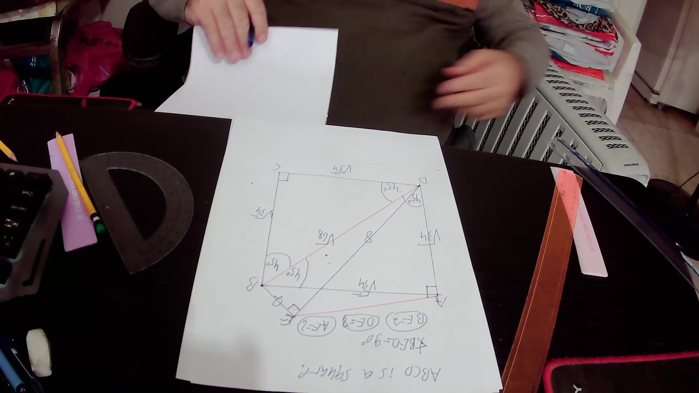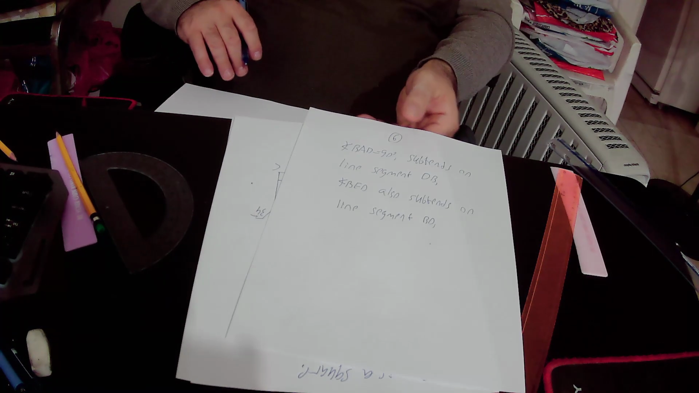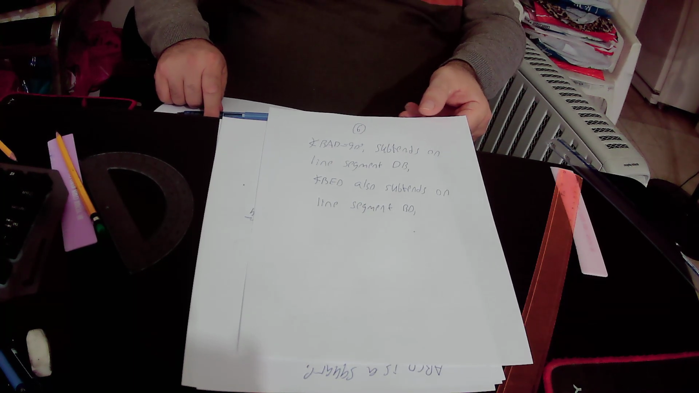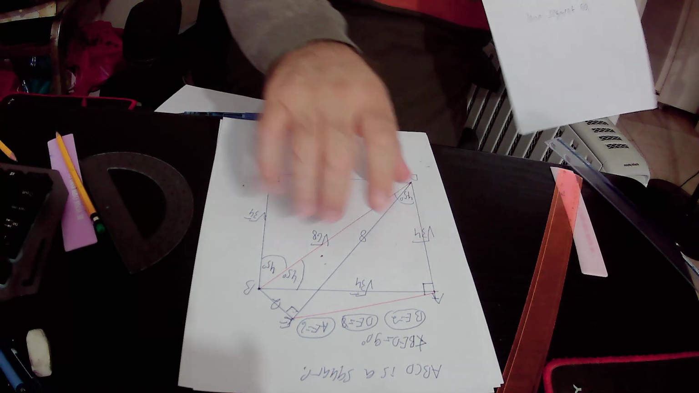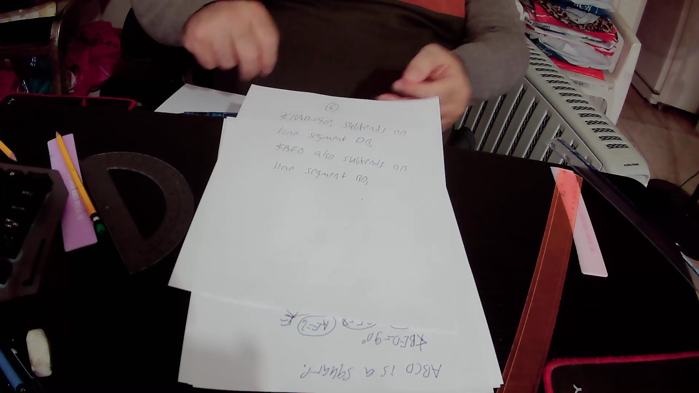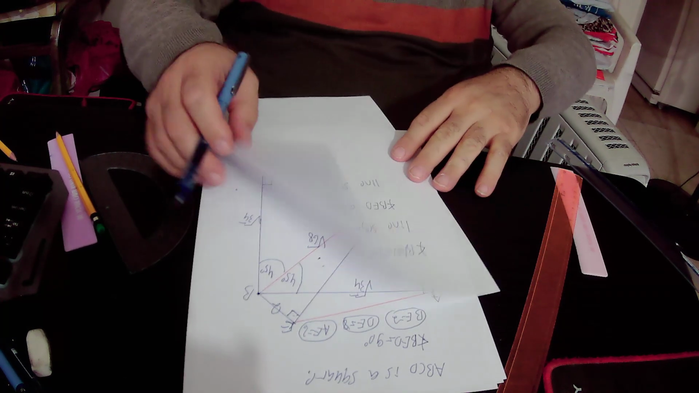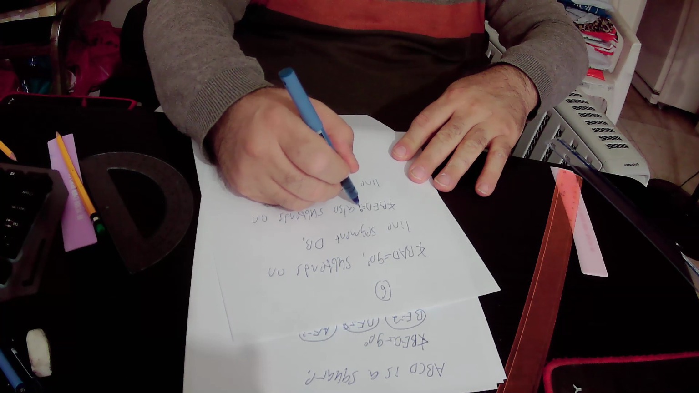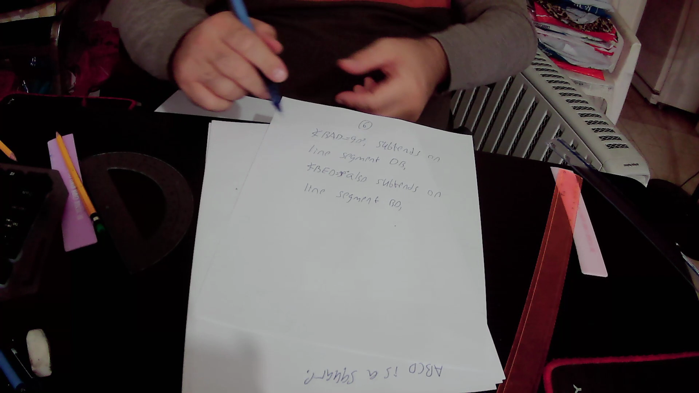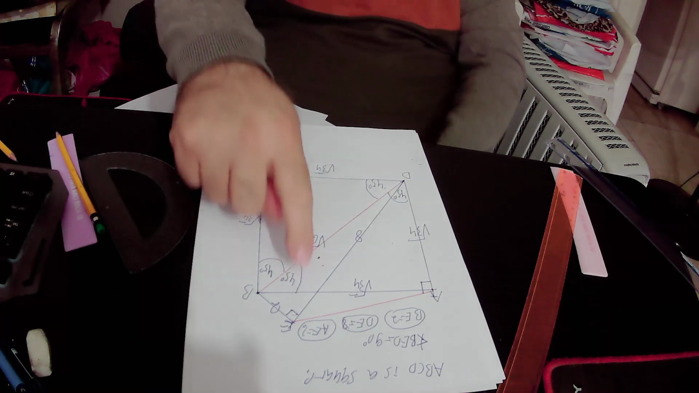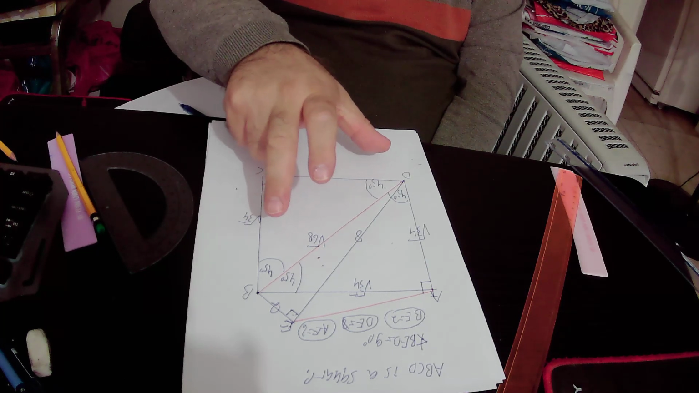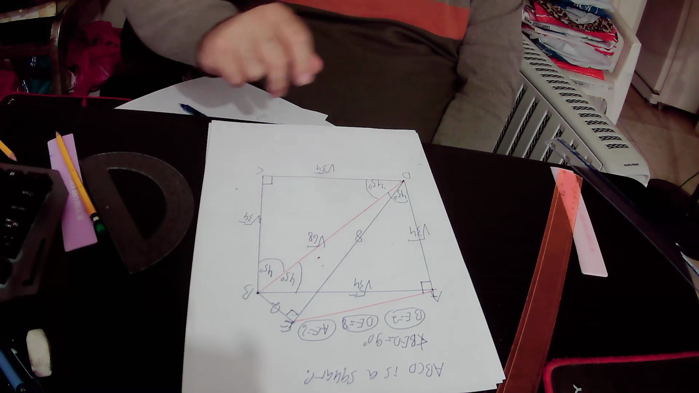Okay, I will read again. Angle DAB that equals 90 degrees subtends on line segment DB. This angle subtends on line segment DB. And angle BED that also equals 90 degrees also subtends on line segment DB. This angle BED that equals 90 degrees subtends on the same line segment BD in the red color.